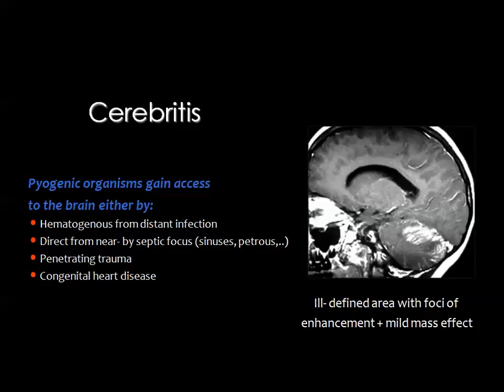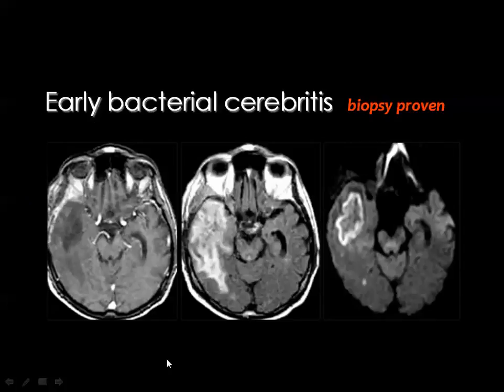Then cerebritis is usually referring to the inflammation of the brain tissue secondary to bacterial infection. And this bacterial infection may reach the brain parenchyma by the bloodstream or from a direct extension from a nearby focus like the sinuses or the ear, or in some cases penetrating trauma, or congenital heart disease with left to right shunt will lead to extension of inflammatory emboli to the brain parenchyma.